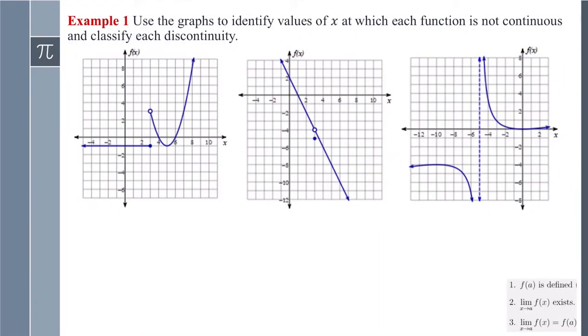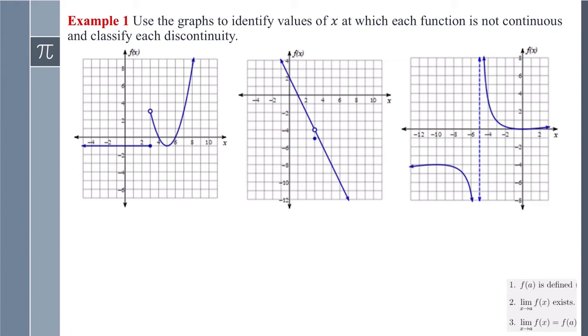So let's check that with a graph. We are going to identify where the function is not continuous, or where the function is discontinuous, and then we are going to classify the discontinuity. We have mainly three types of discontinuity, and we are going to classify this.